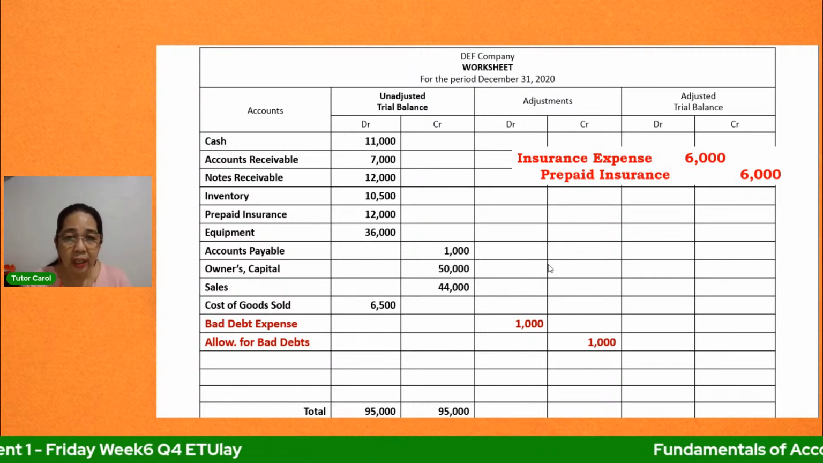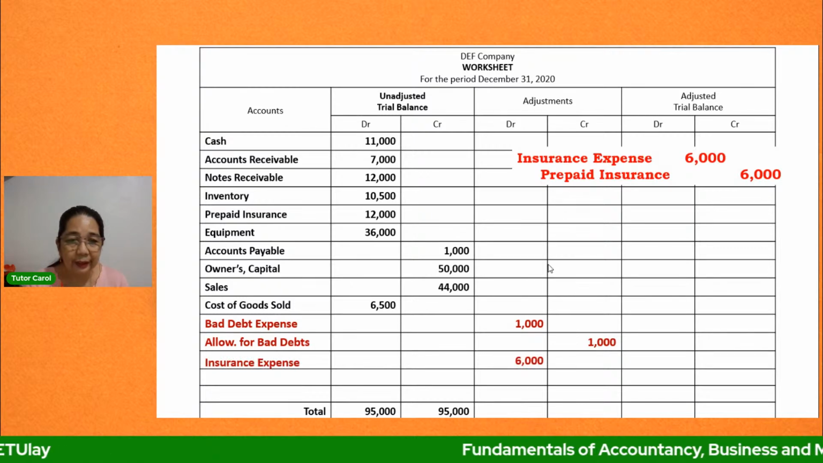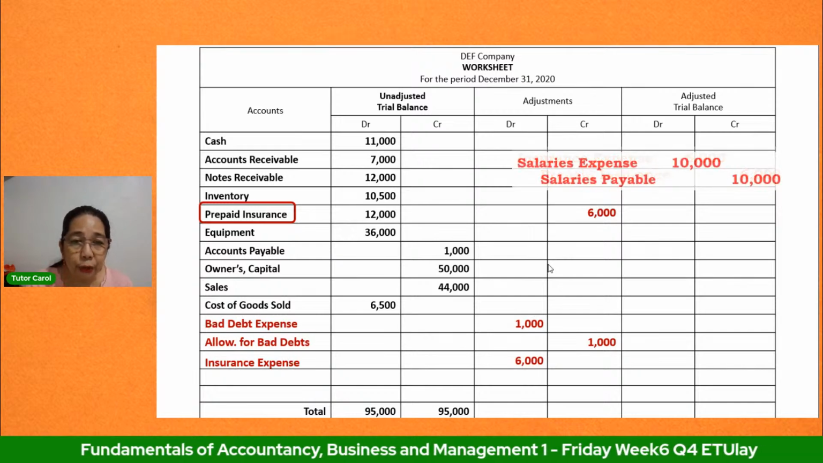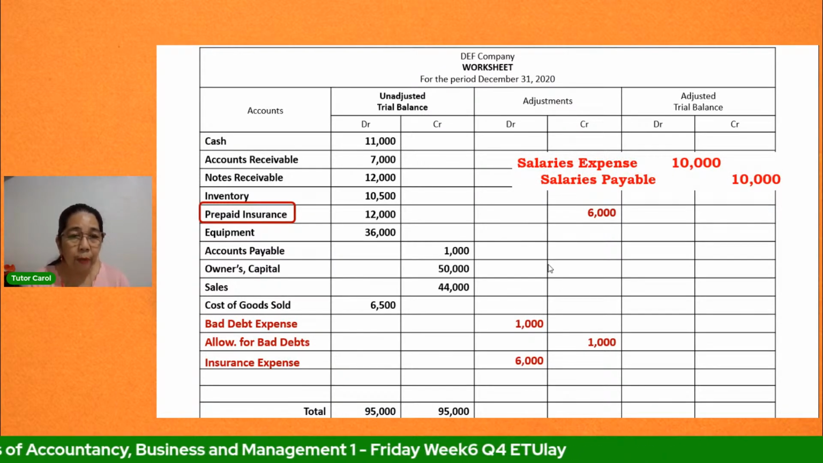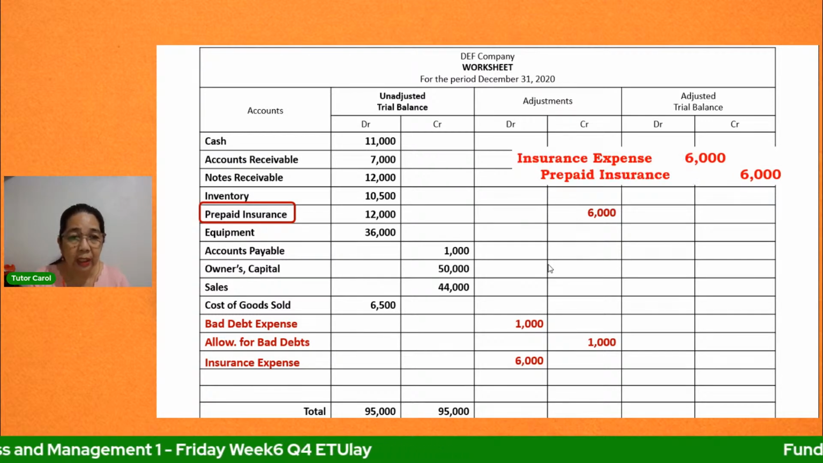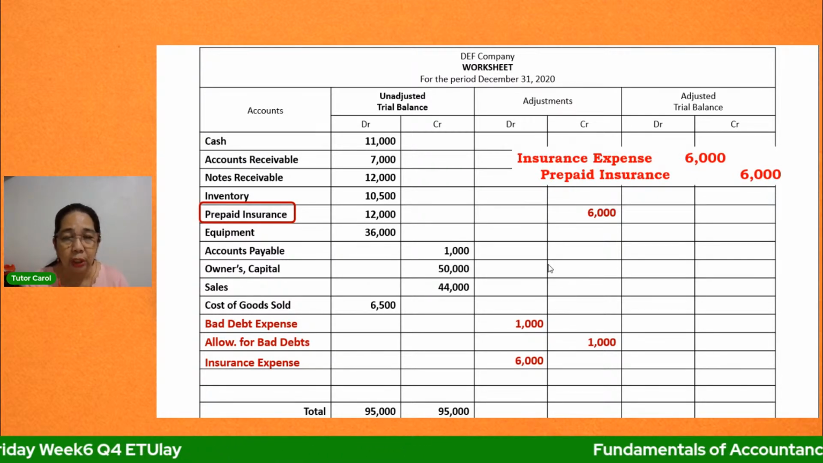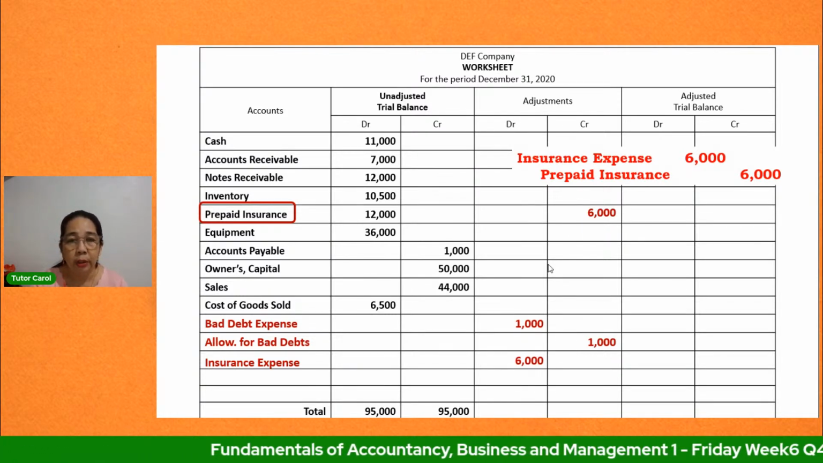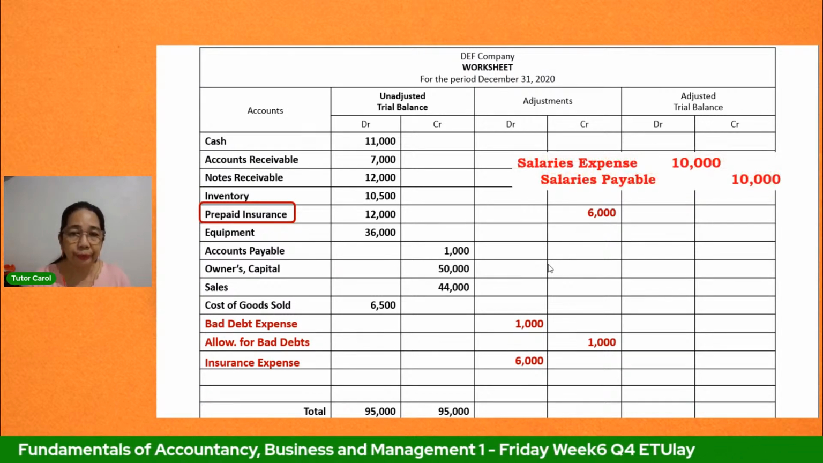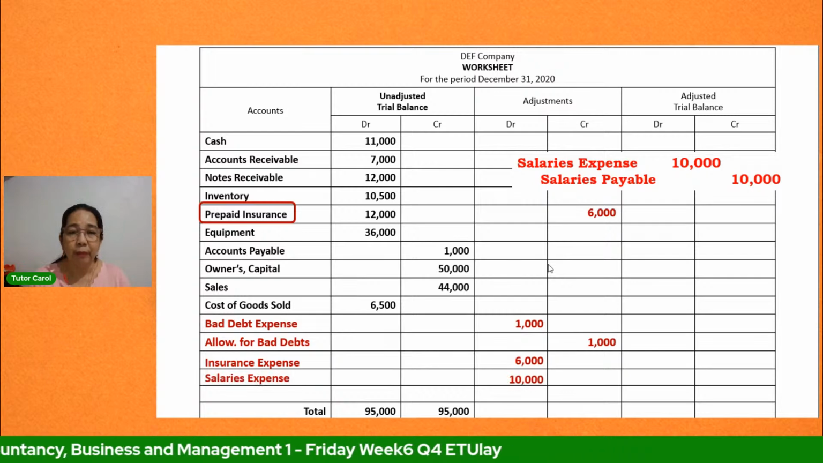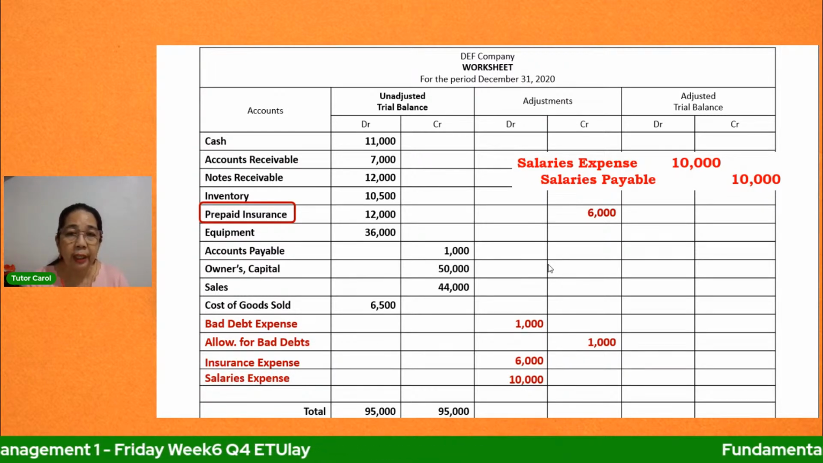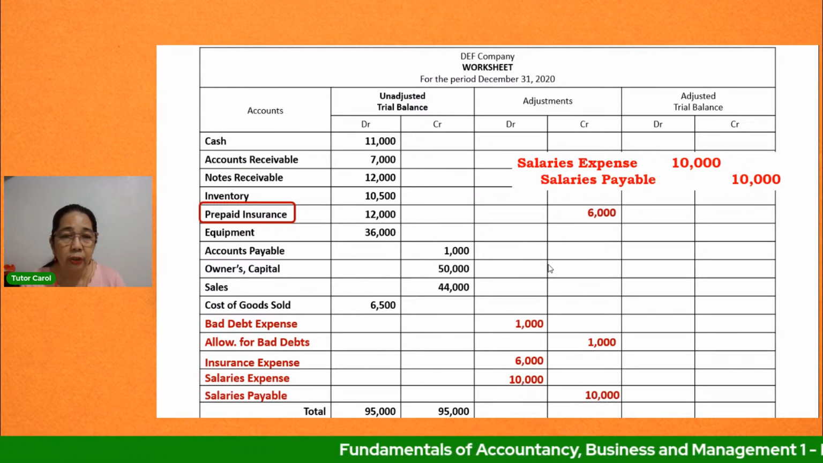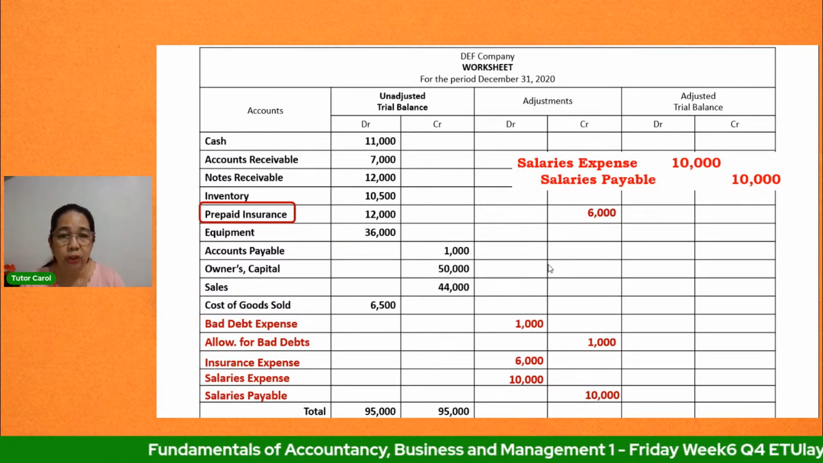Okay, yung ating second adjusting entries. Okay, insurance expense. And then, okay, prepaid insurance. Okay, you don't have to write prepaid insurance na after insurance expense kasi mayroon kang prepaid insurance doon. Okay? So, ilagay mo lang siya sa tamang column, yung amount. Okay? Next. Third one, salaries expense. Debit salaries expense, 10,000 and credit salaries payable, 10,000. Kung wala doon sa unadjusted trial balance accounts, isulat mo siya sa ilalim.